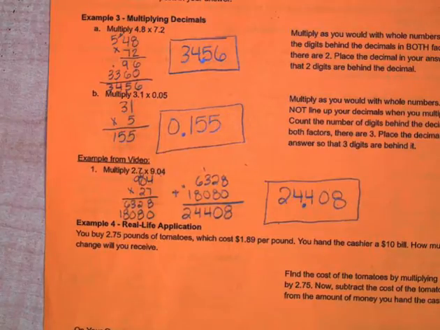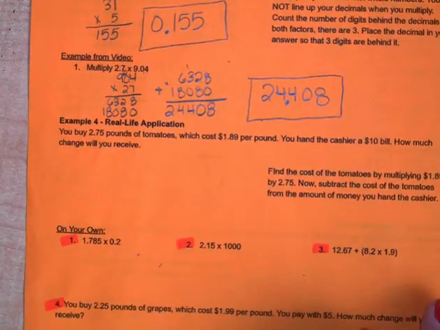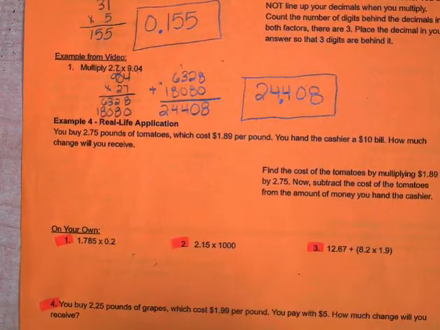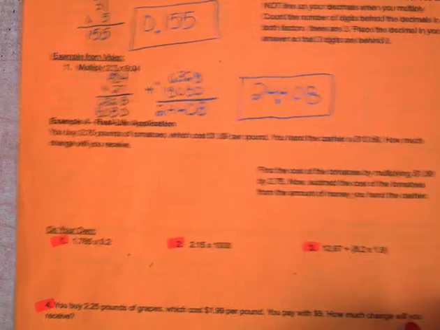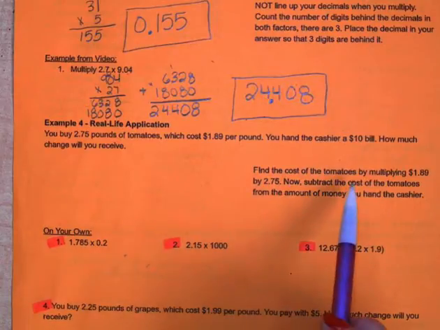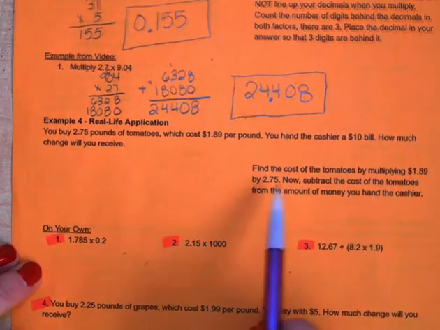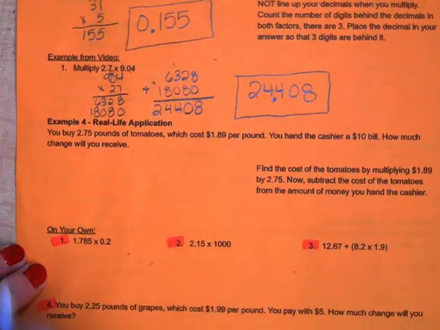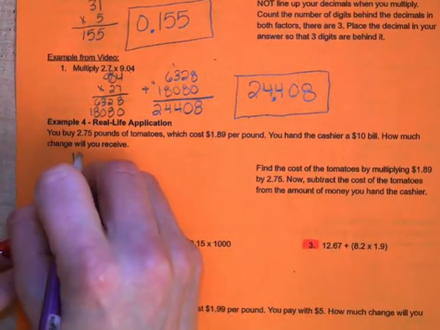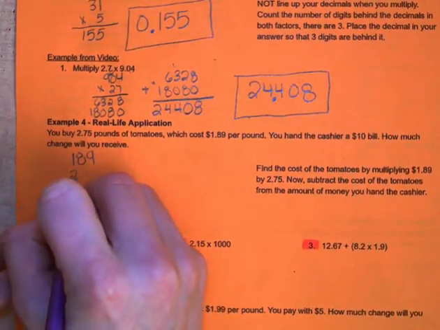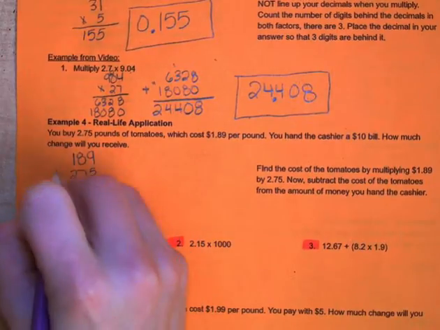Okay, real life application. You buy 2.75 pounds of tomatoes, which cost $1.89 per pound. You hand the cashier a $10 bill. How much change will you receive? So we need to find the cost of the tomatoes first by multiplying $1.89 times 2 and 75 hundredths. So we can pretend like these are whole numbers and multiply.